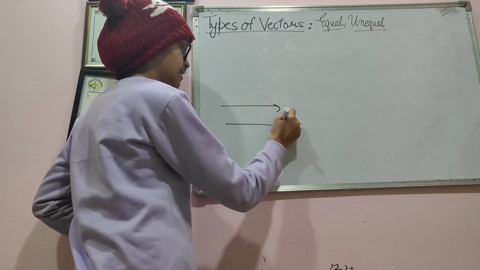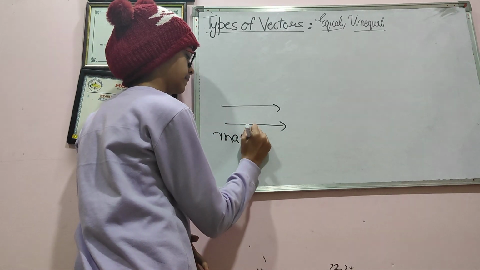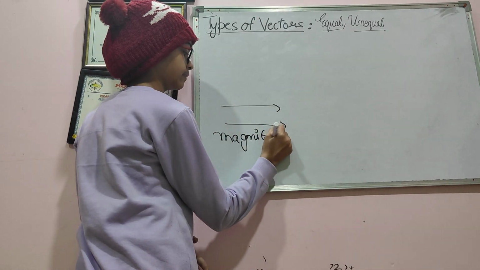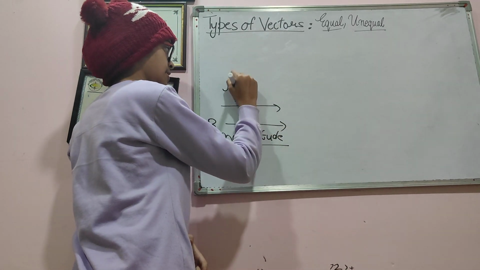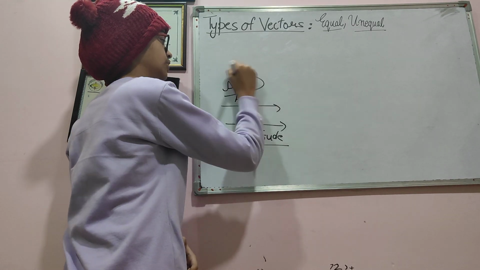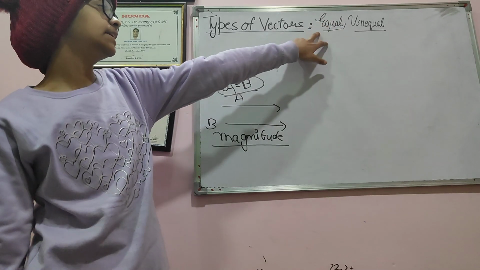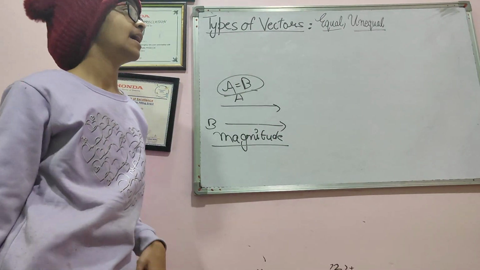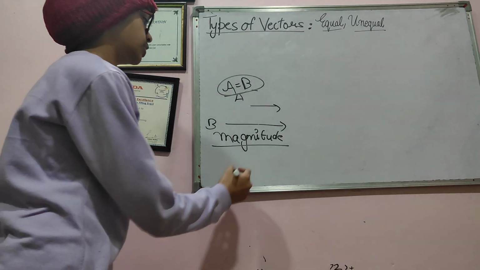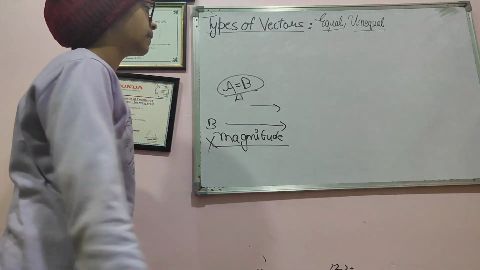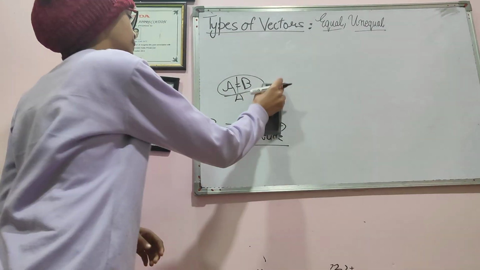This vector and this vector. They both have the same magnitude. A vector, B vector. A is equal to B by magnitude. By magnitude means the value is the same. These are called equal vectors. Unequal. Their magnitude is not the same. Means A is not equal to B. Equal and unequal was really easy.